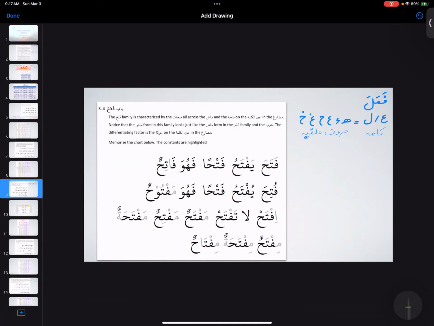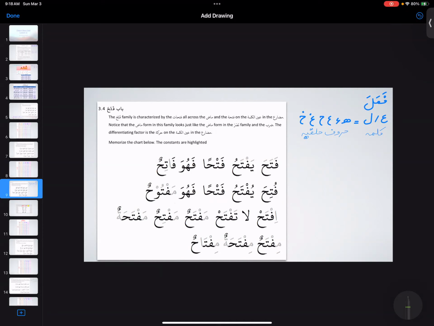Then comes bab fataha. Fataha yaftahu fathan, and then fahuwa fatihun, fa'ilun. Futiha yuftahu fathan, fahuwa maftuhun, right? What would be the translation for maftuhun? The thing that has been opened, the thing that is being opened.